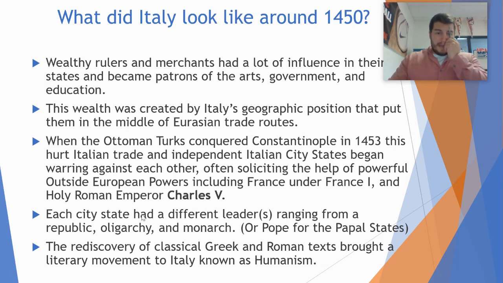So, like I said, as we go back to Italy, each state had different leaders. Some had some type of republic and senate voting. Some had an oligarchy, which is basically a group of wealthy people that control the government. It's in the hands of a few. And some had a monarch or a pope, if you're talking about the papal states.